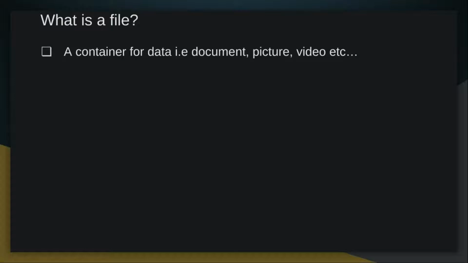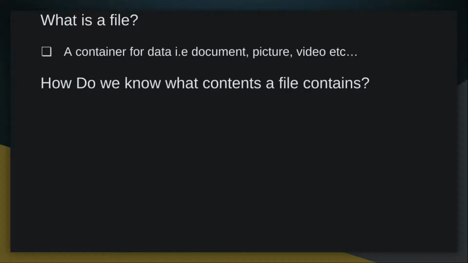But at times, you want to store data inside a file and then update the file. Basically, you store whatever you want inside the file, and then get whatever information you want from the file, or add whatever information you want to add to that file. So cool. The question that comes next is, how do we know what contents a file contains?